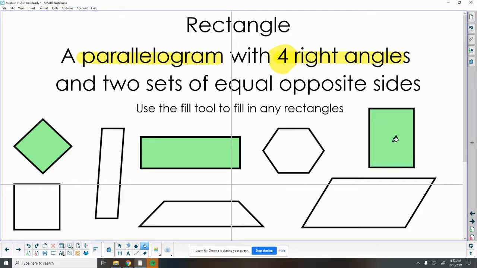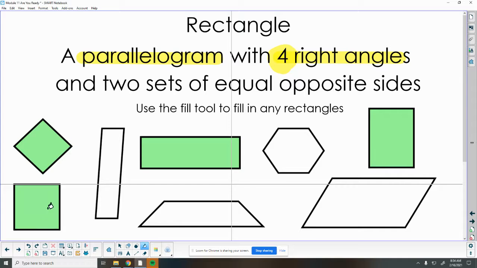So here's another example of a rectangle. Top and bottom are equal and parallel. Sides are equal and parallel, and 4 right angles. Down here, we have another example of a rectangle. Top and bottom are equal and parallel. Sides are equal and parallel, and it has 4 right angles.